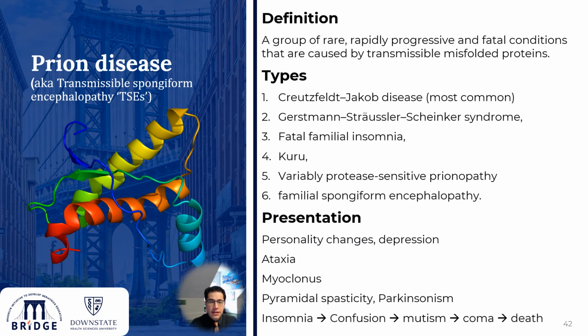Next on the list is prion disease, or the transmissible spongiform encephalopathies, which are a group of rare, rapidly progressive, usually fatal conditions. There are several types, the most common being Creutzfeldt-Jakob disease. It usually presents with personality changes, depression, sometimes psychosis. It also presents with ataxia, myoclonus, pyramidal spasticity, and Parkinsonism, and then disturbances in awareness. So it begins with insomnia, confusion, mutism, coma, and then death.